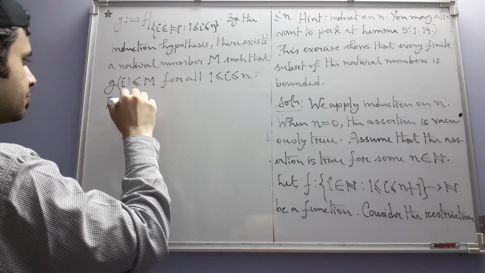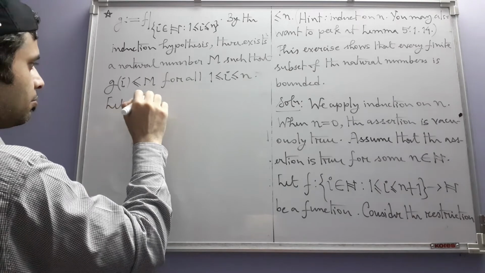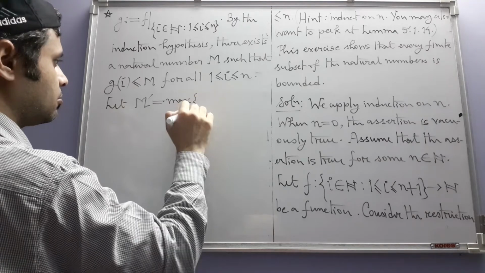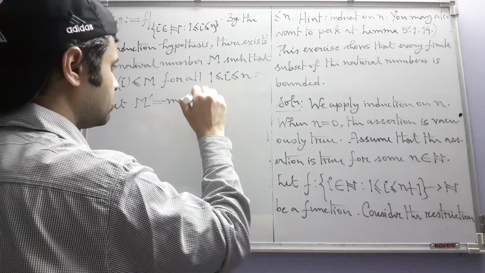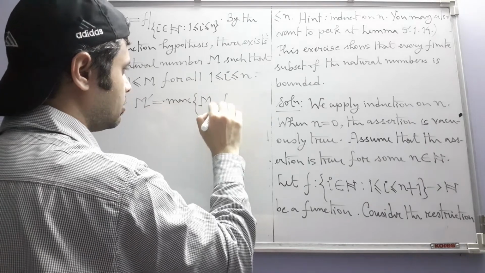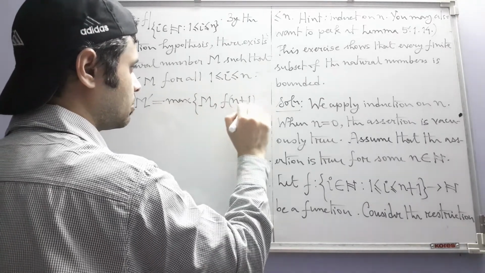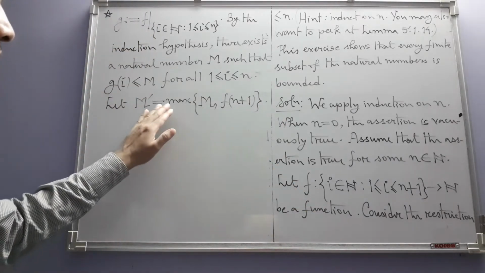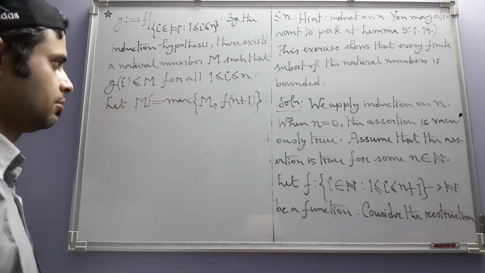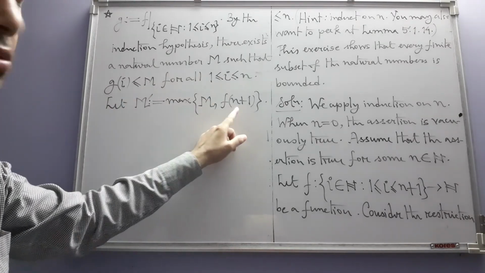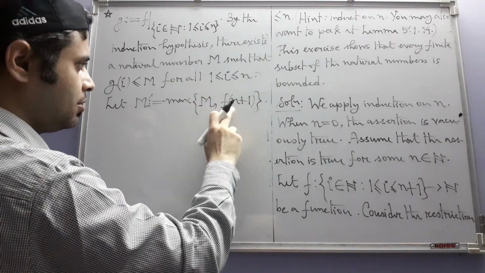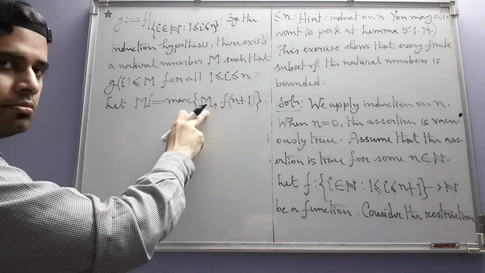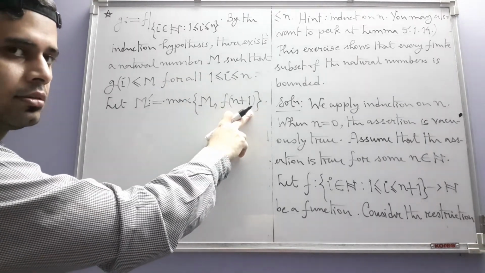Let m prime be the maximum of this m and the value of the function f at the point n plus 1, which by definition is the bigger among these two. That is, if m is greater than or equal to f of n plus 1, then this maximum is m, otherwise it is f of n plus 1. You understand this.